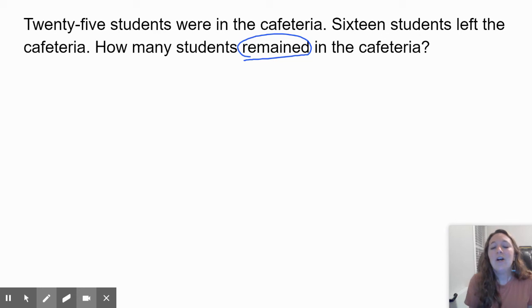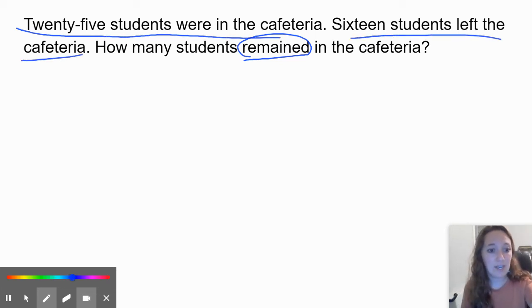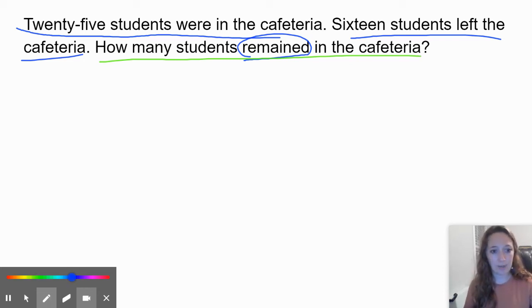Welcome back. Okay, let's figure out what we know and what we need to figure out. We know that 25 students were in the cafeteria. We know that 16 students left the cafeteria. And what we're trying to solve for, what we're figuring out, is how many students remained or were still in the cafeteria.